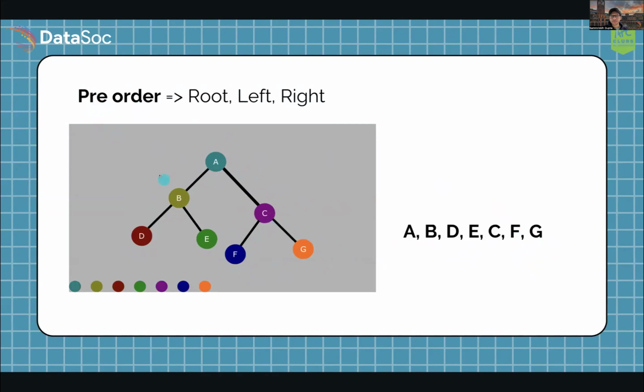Now for pre-order, the rule says root, left, right. Pre-order is pretty easy. You always take the root first. So A, okay, A.